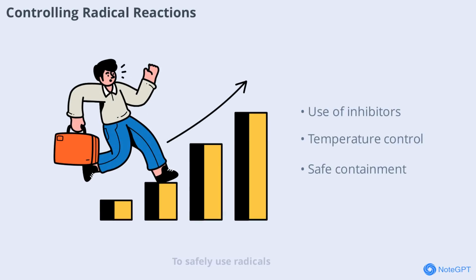To safely use radicals, chemists employ various strategies to control their reactivity. These include using inhibitors to stop unwanted reactions, carefully regulating temperature and light, and designing reaction vessels to contain radicals. Such measures are essential for safe laboratory and industrial practices.